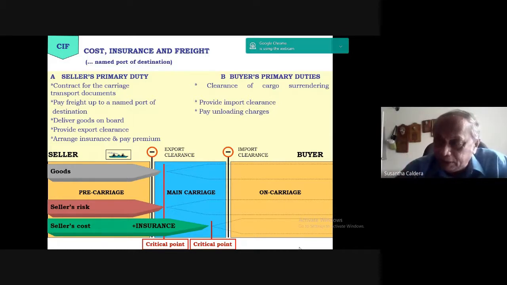when we load it to the container, right? Then once we close the container and seal it, right? Who will supply the container to the seller?